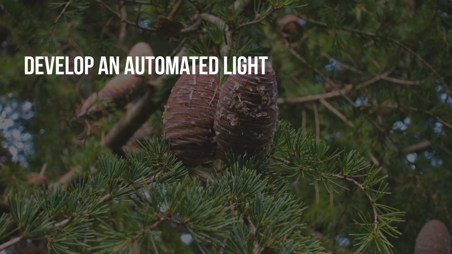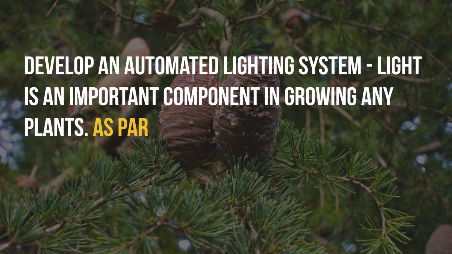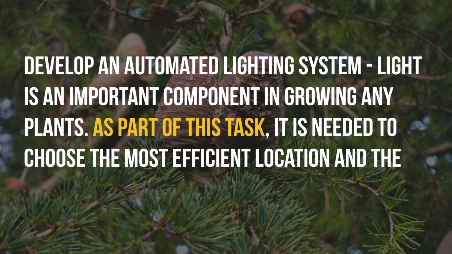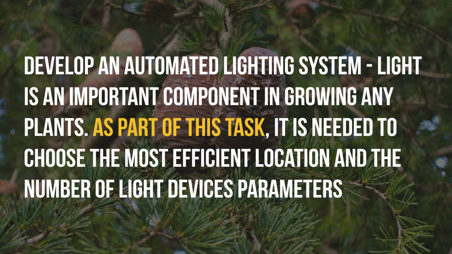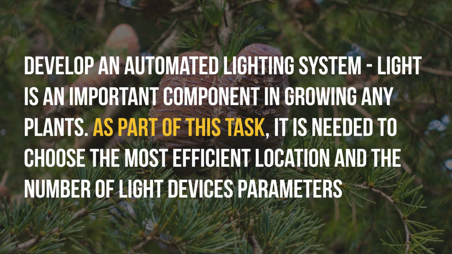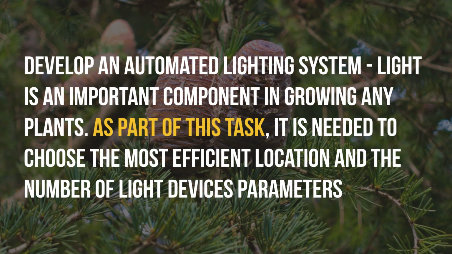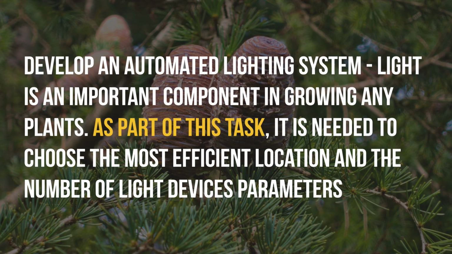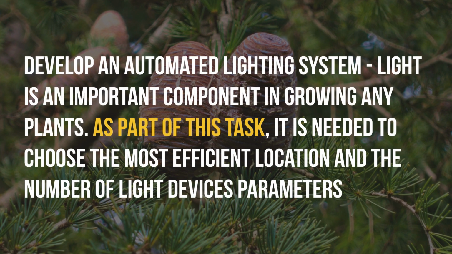Develop an automated lighting system. Light is an important component in growing any plants. As part of this task, it is needed to choose the most efficient location and the number of light devices, their shape and design, as well as offer light device parameters. The first thing you do when you create a lighting system is the selection of the radiation source. To complete this, analyze all the information that was given in this lecture and follow a few steps.